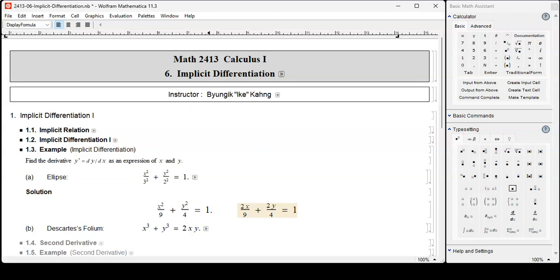Did I do this right? No. I took the derivative by y, so y prime pops up. All good? Nope. The right hand side is a constant. If you take the derivative, it becomes 0.